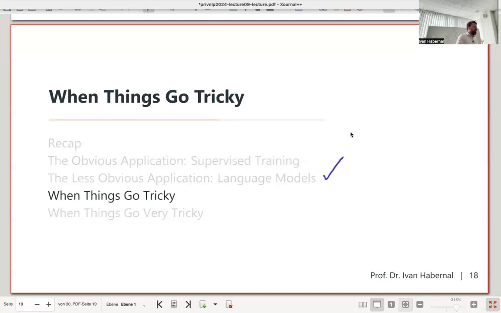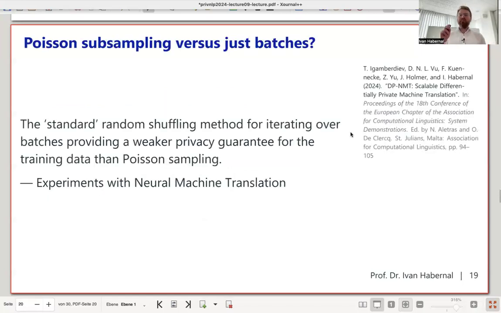Now, what happens when things go tricky? So what does it mean? Yeah, okay.